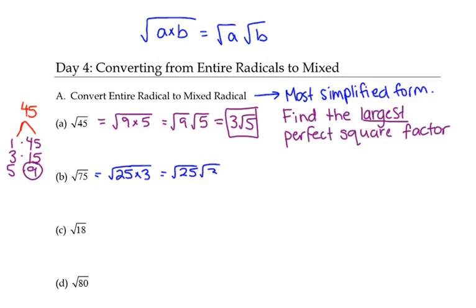And which one of these can you take the square root of? 25. What's the square root of 25? We can check in our chart. It is 5. 5 root 3.